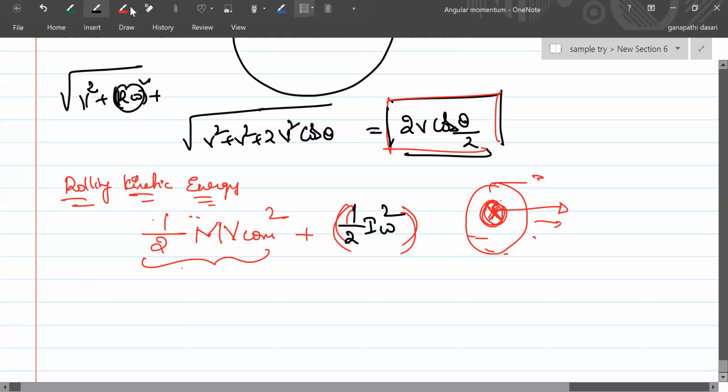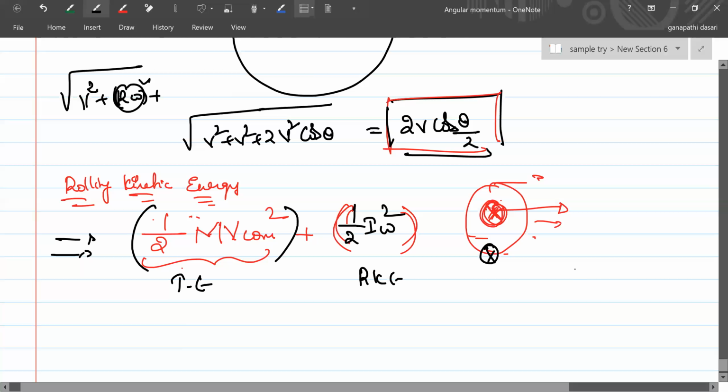But if you want to write about this point, that is the instantaneous axis of rotation, you don't need to write the translatory part because we are considering that the particle is at rest, right? So we'll write like this. This is the translational kinetic energy and this is the rotational kinetic energy.